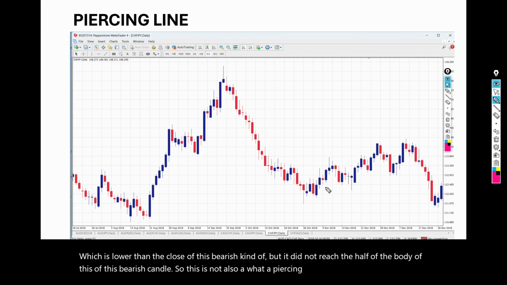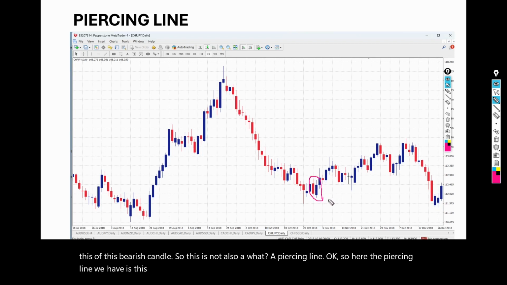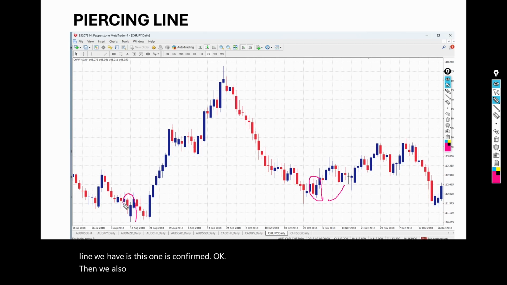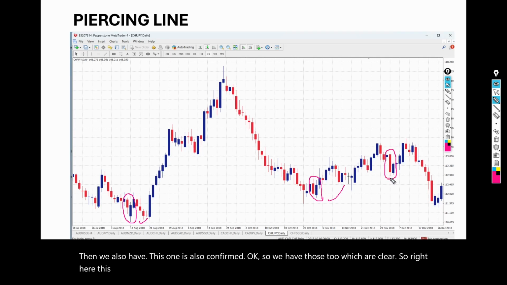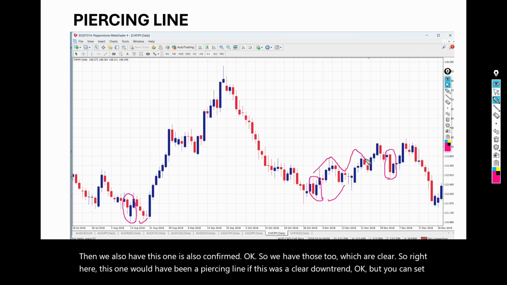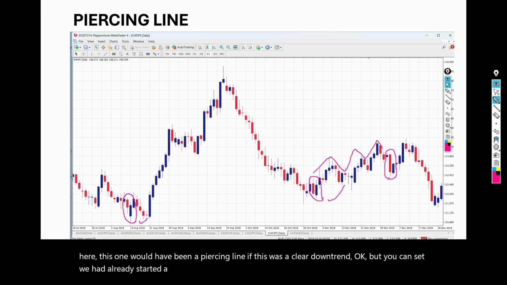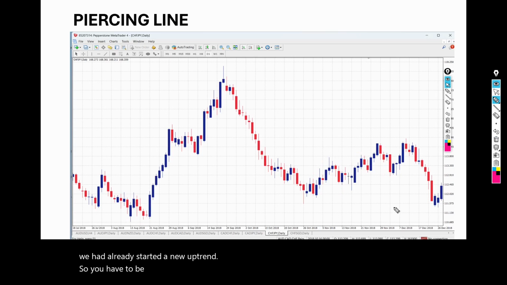Okay, so here the piercing line we have is this one is confirmed. Okay, then we also have this one is also confirmed. Okay, so we have those two which are clear. So right here, this one would have been a piercing line if this was a clear downtrend. Okay, but you can see that we had already started a new uptrend, so you have to be more conservative.